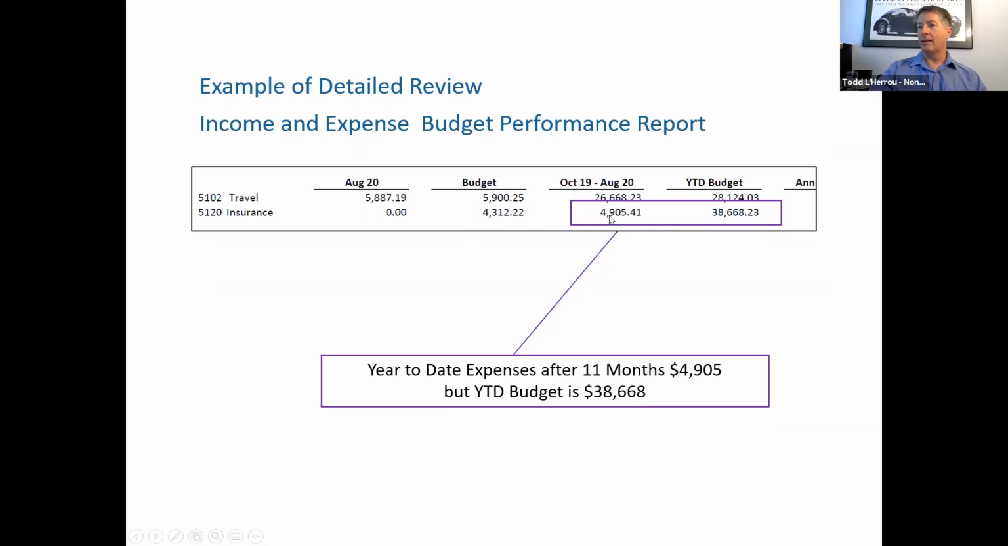Their year to date on their insurance line item is well under the year-to-date budgeted amount. So why is that? Those are the kinds of questions that you might ask if you see a variance like this. Now, this is a positive variance. They haven't spent anywhere near as much as they had budgeted for on insurance. So you might look at that and say, hey, things are great, but maybe that insurance bill hasn't gotten paid. That's the kind of question you need to ask.